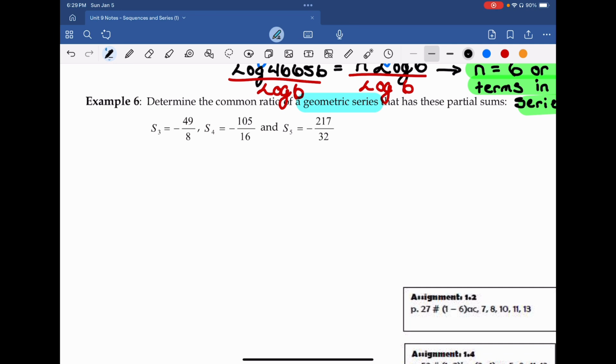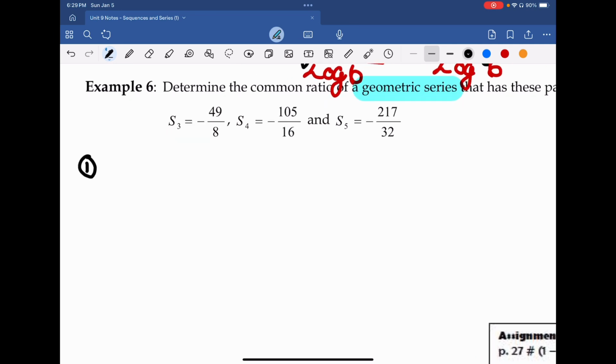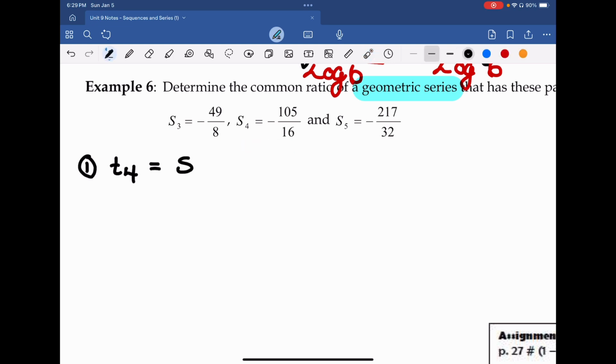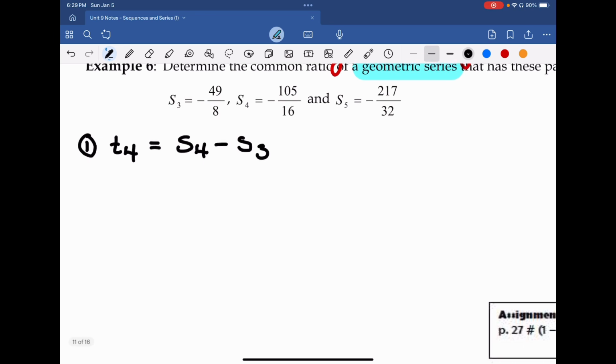Well, here's how we can actually approach this. For step number 1, let's see if we can figure out some specific values in the given sequence or in the given series as individual terms. What I'm going to do is, T4 is equal to, if I take the sum of the first 4 and subtract the first 3 terms added together, that will only leave me with the 4th term remaining. So I'm going to take the sum of the first 4 minus the sum of the first 3, and that will just leave me with T4.